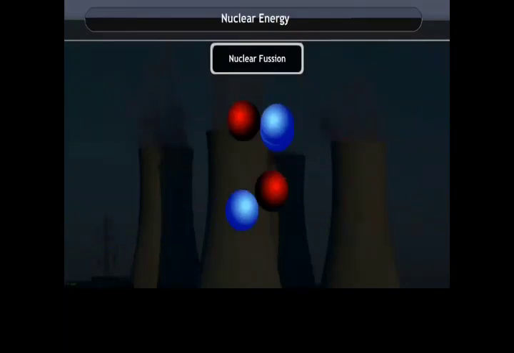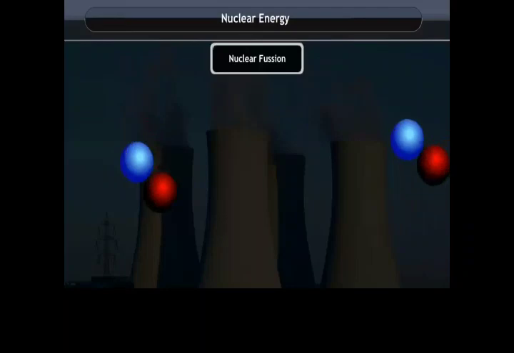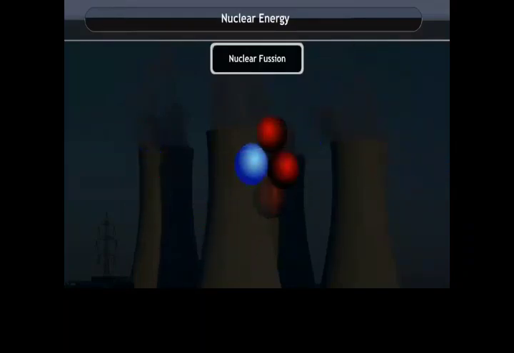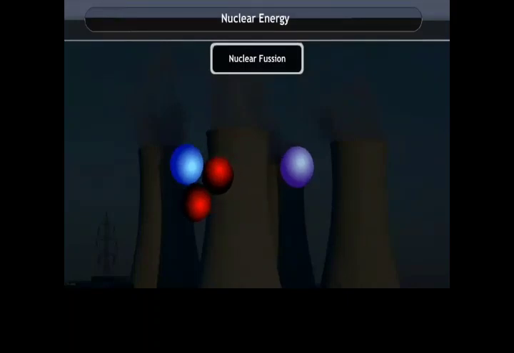Nuclear fusion. Nuclear fusion is a nuclear reaction in which small nuclei fuse together to form a heavier nucleus with the release of a very large amount of energy. The energy of the sun is produced by the fusion of hydrogen nuclei to form helium nucleus. It is also used to make the hydrogen bomb.